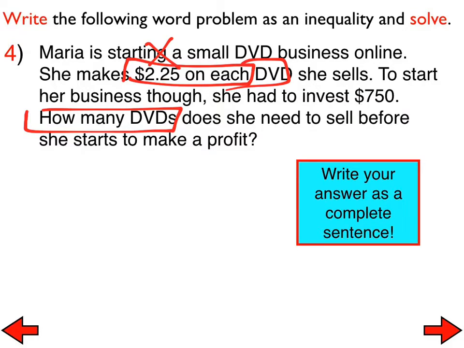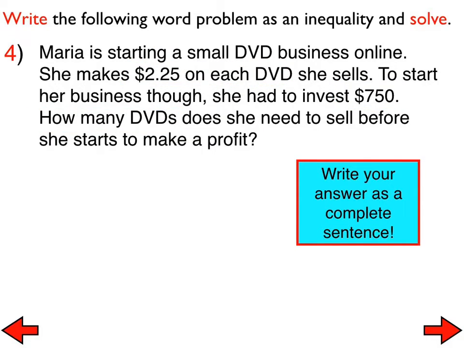She had to invest $750. If that's how much money she has to spend to make this business, what do you think that's going to be, a constant or a total? A total. That's all the money that she had to put in to make this business happen. So how do you think we're going to set this problem up?